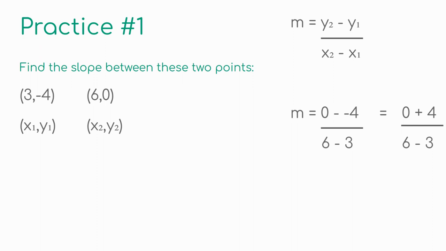So my slope is going to be 0 plus 4 over 6 minus 3. So 0 plus 4 is 4, 6 minus 3 is 3. So my slope between (3, -4) and (6, 0) is going to be positive 4 over 3.